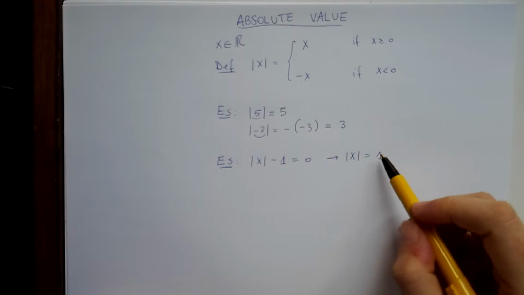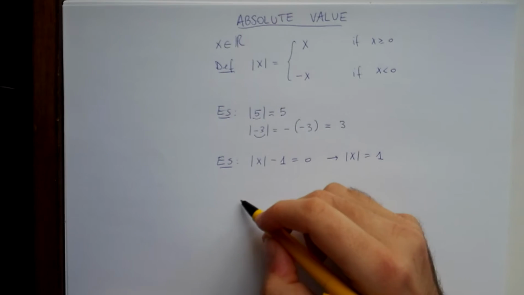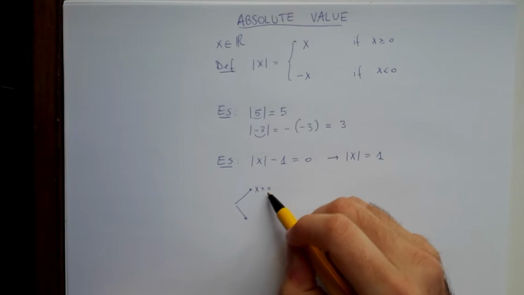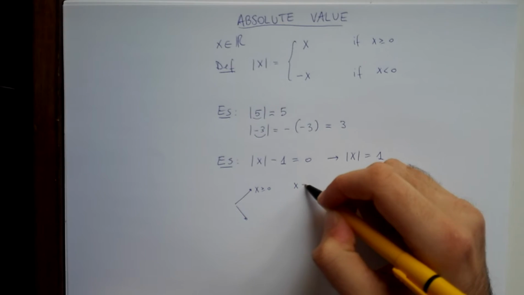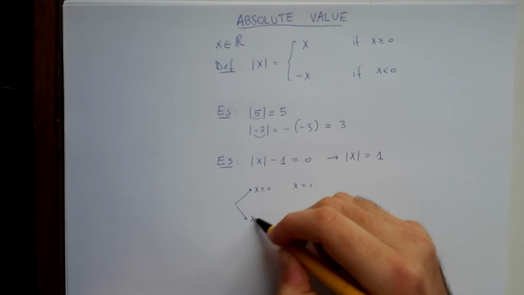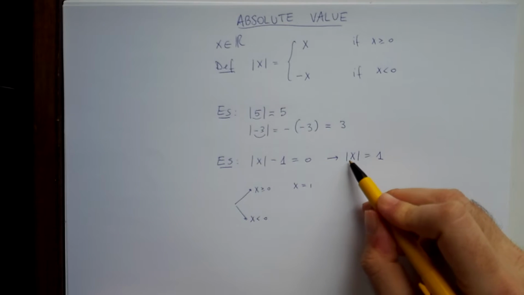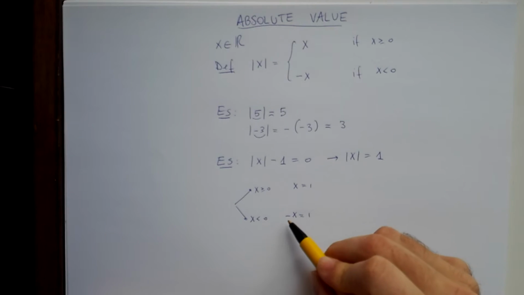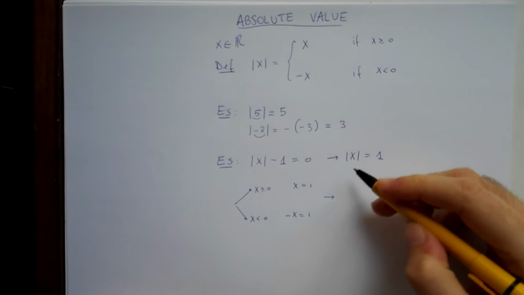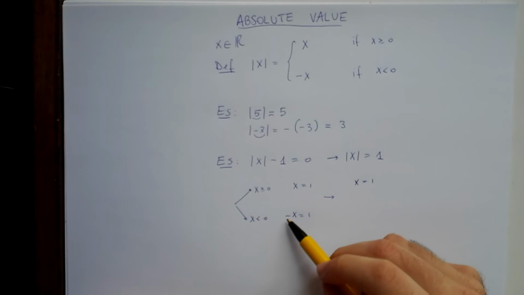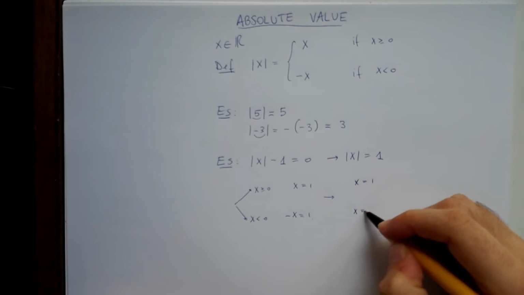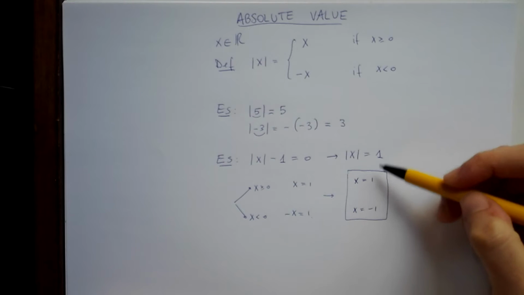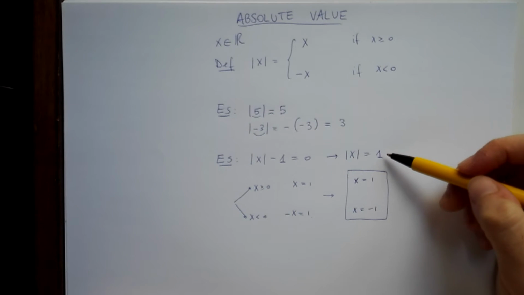At this point we have to use the definition of absolute value. So we have two cases. If x is greater than 0, then this equation is the same as x equals 1. But if x is smaller than 0, then the absolute value of x is minus x, and then we have minus x equals 1. So we have x equals 1, and the solution to this equation is just x equals minus 1. So these are the two solutions to the equation with the absolute value.